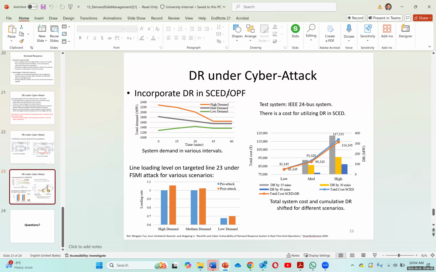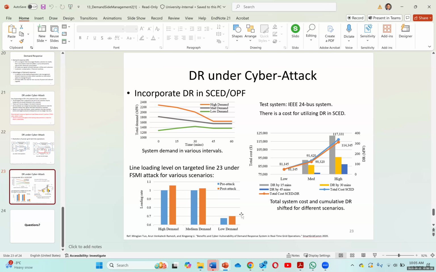This is incorporated DR and SCED OPF. Total demand, you would see a high demand system in orange, a medium demand system in gray, and a low demand system in green. This is a test system for the IEEE 24 bus system. There is a cost for utilizing DR and SCED. And here you can see the line loading level on targeted line 23 under FSMI attack for various scenarios. We have a high demand, a pre-attack system and post-attack, medium demand and low demand. And the demand, you can see that it changes the loading rate.